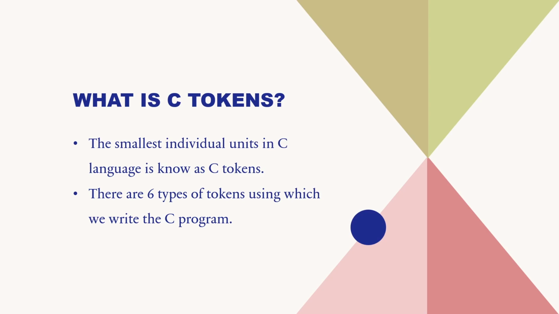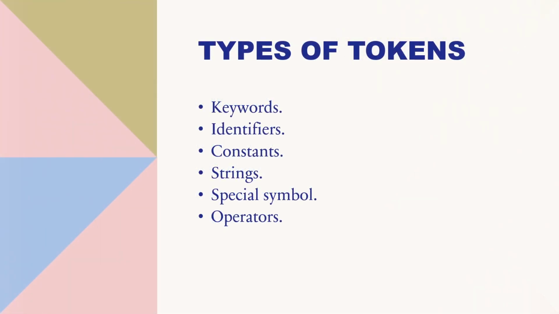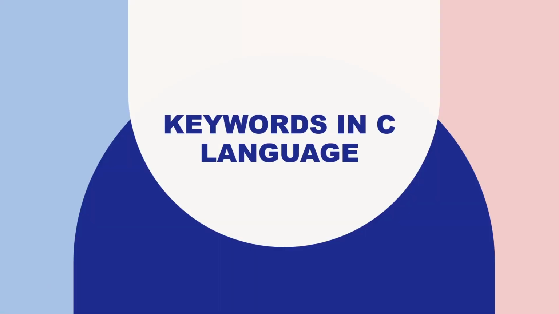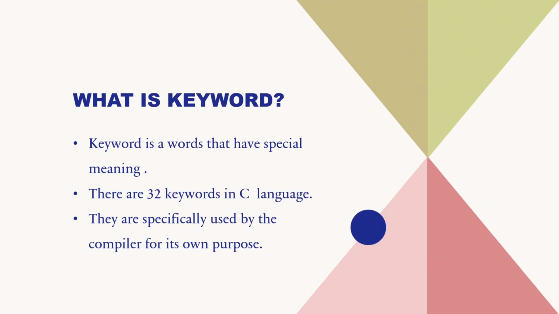There are 6 types of tokens. They are keywords, identifiers, constants, strings, special symbols, and operators. In this video, we are going to cover all about keywords. Keywords in C language. What are keywords?